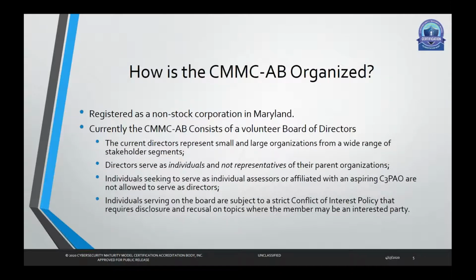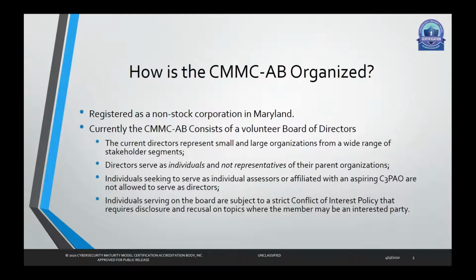How's it organized? It's registered right now as a non-stock corporation in Maryland. It consists of all volunteer board members. All of us have full-time day jobs that we have to do in addition to this. There's a representation of small and large organizations from a wide range of stakeholders. The directors serve as individuals and not representatives of the organizations or companies they're employed by.